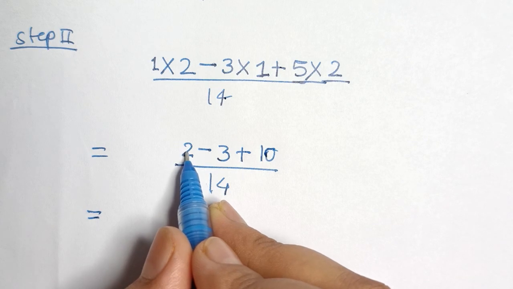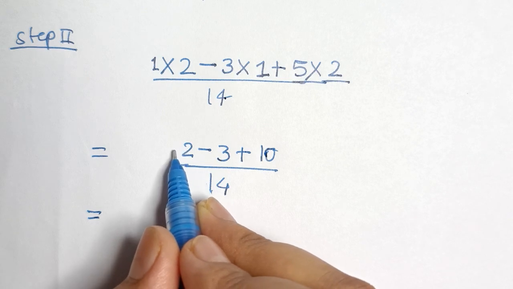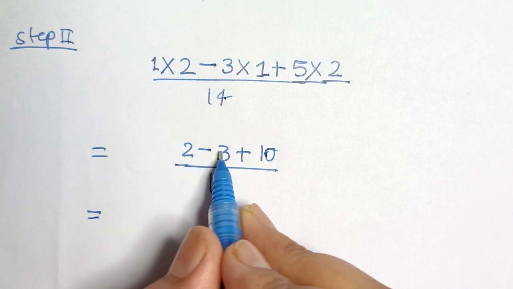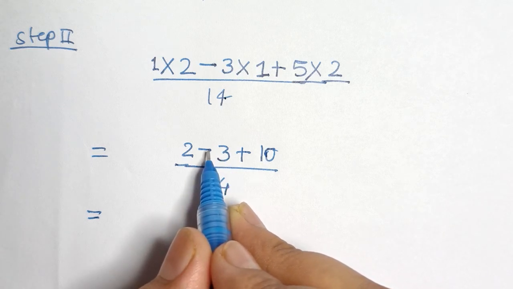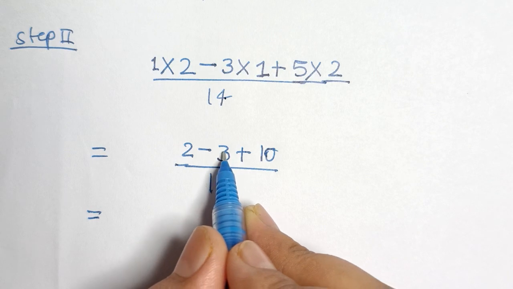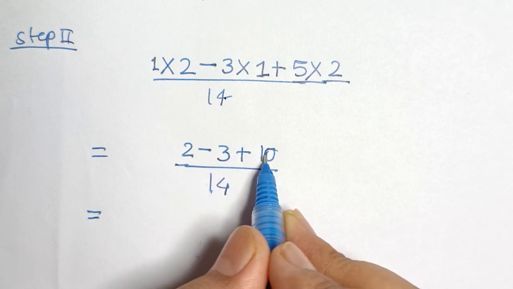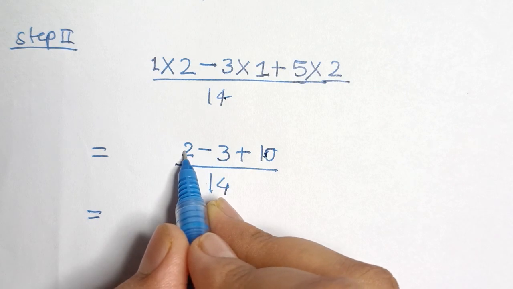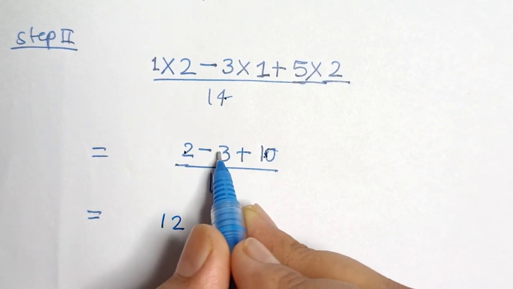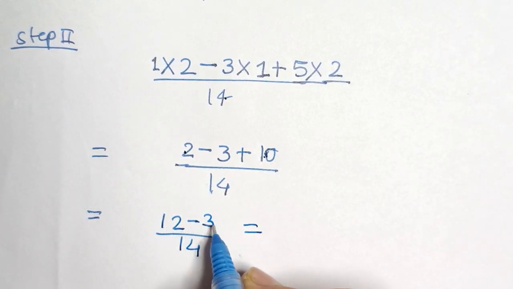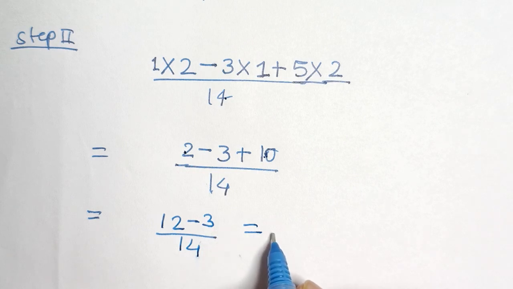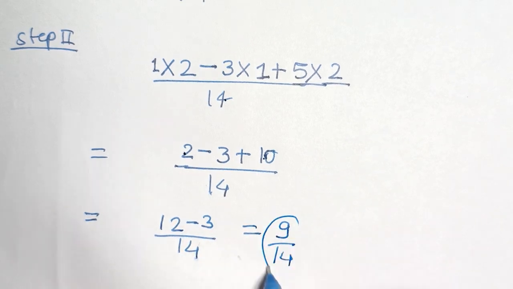So 2 has no sign. If a number has no sign, then you have to understand that that number has a positive sign. So 2 is positive, plus 2, and the sign in front of a number will be considered that number's sign. So before 3, what is the sign? The sign of negative, that is subtraction. So 3 will be negative, minus 3, and it will be plus 10. So 10 plus 2, how much? 12, and this is minus 3, so write minus 3 upon 14. When you subtract 12 minus 3, how much will it be? It will be 9. So 9 upon 14 is your answer.